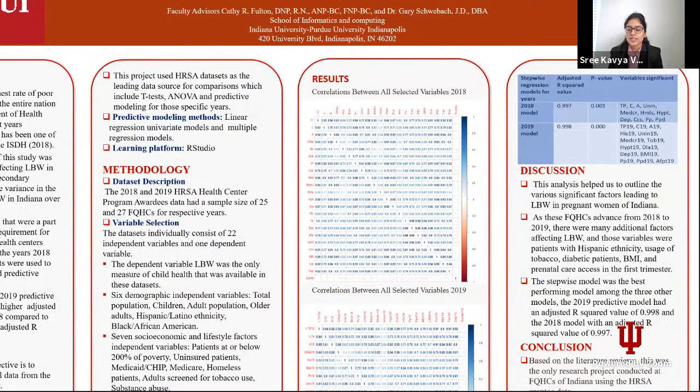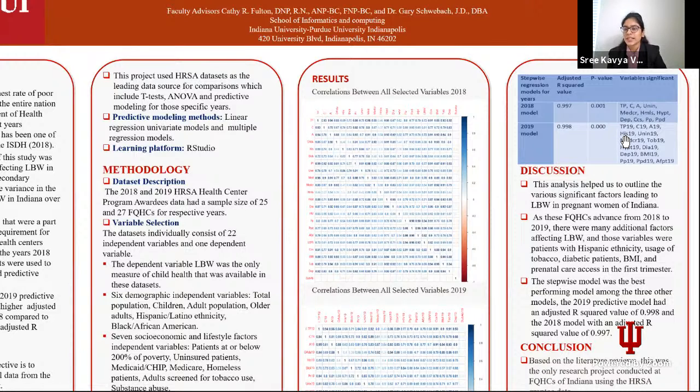Out of the 4 models, we considered stepwise as the best performing model, as it considered only the significant independent variables and excluded all the noise variables that were least significant, resulting in the best fit model. You could see the 2018 model R-square value was 0.997, and the 2019 model R-square was 0.998. Total population, children, adults, uninsured patients, Medicare, homeless, hypertension, depression, cervical cancer screening, prenatal patients, and prenatal patients delivered were found to be significant in the 2018 model.